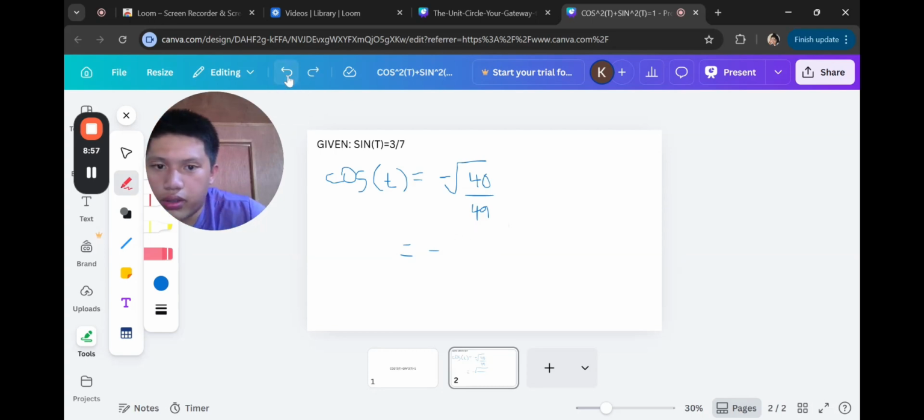No wait guys, wrong. You should put this in the top. Here you should put 40. It's hard, guys, because I don't have any mouse. It's hard for me to edit this 7. This is how you do it, guys. So this is the final answer: negative the square root of 40 over 7.